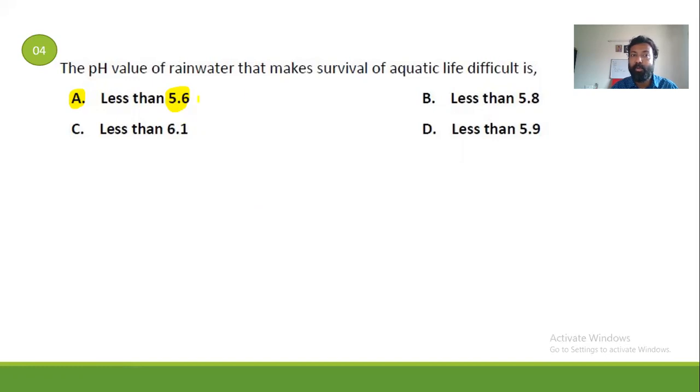The pH value of rainwater that makes survival of aquatic life difficult is less than 5.6. For question number four, A is the right answer. That was also a fact-based question.